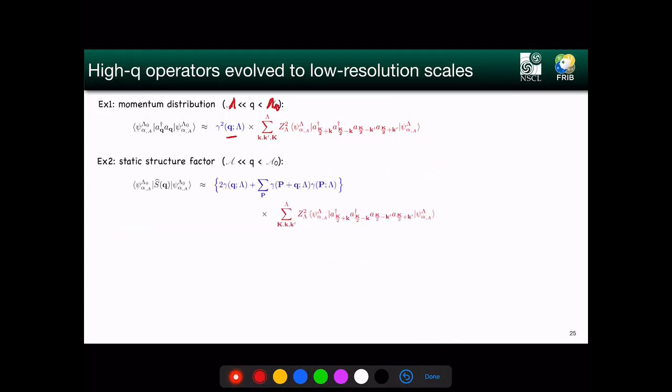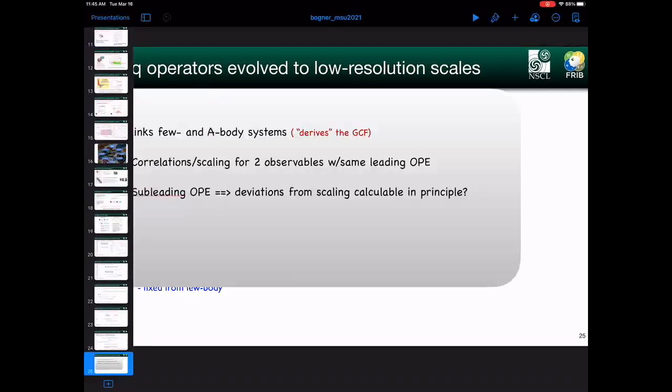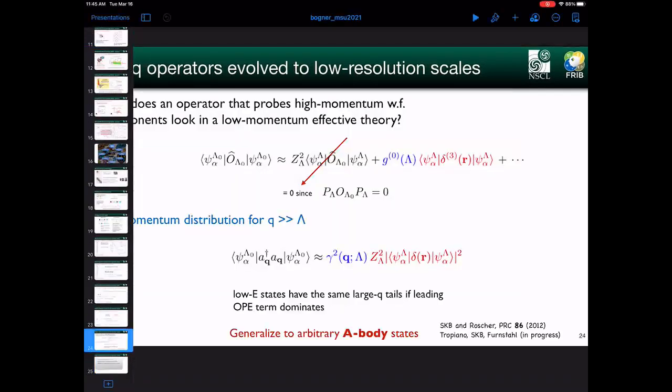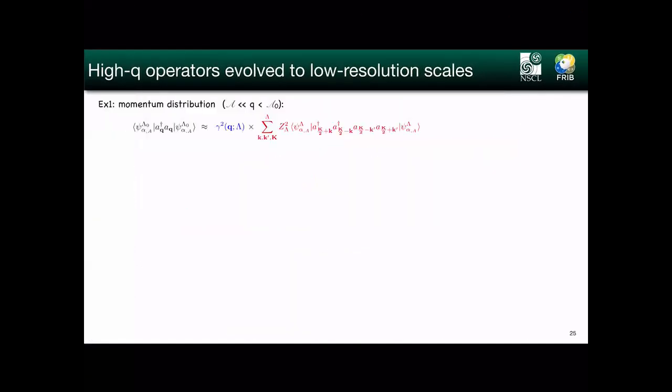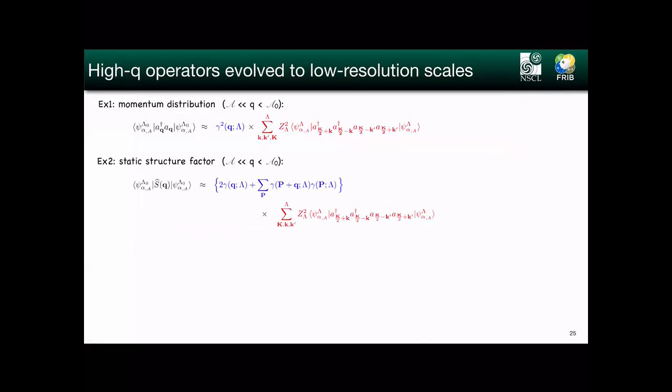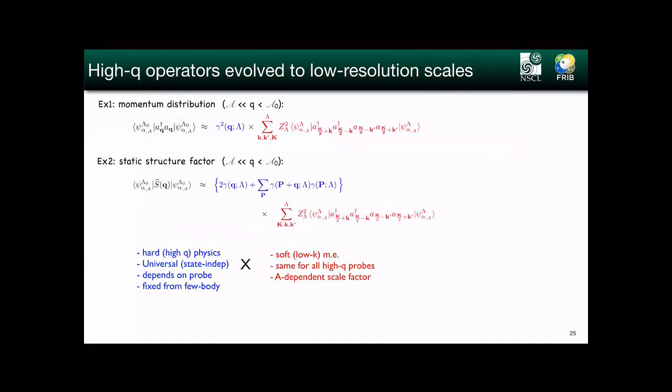If you look at another example of an operator which probes high momentum, like the static structure factor, which is just the Fourier transform of the density-density correlator, you find that it likewise obeys a similar factorization into hard and soft physics. And this factorization is completely generic.